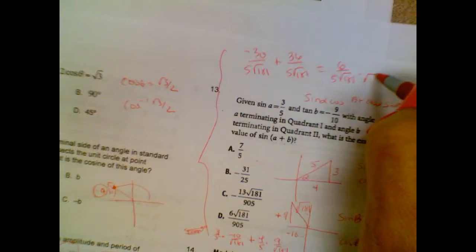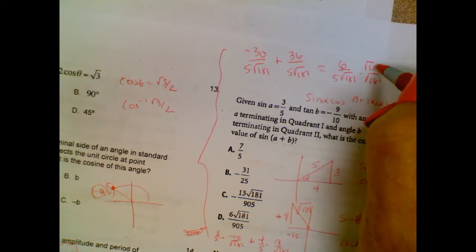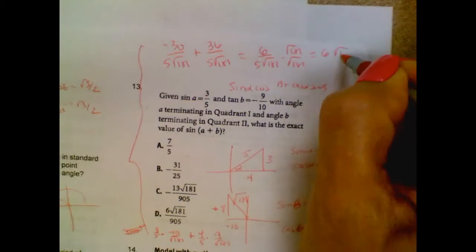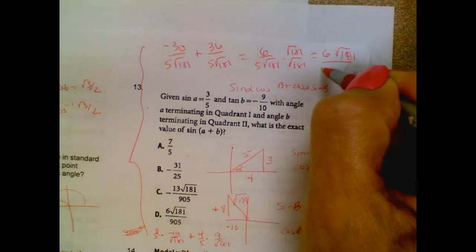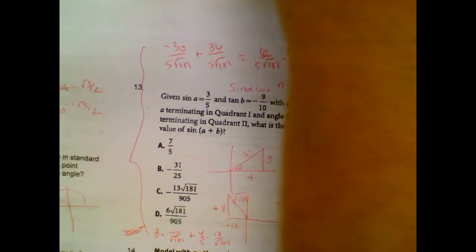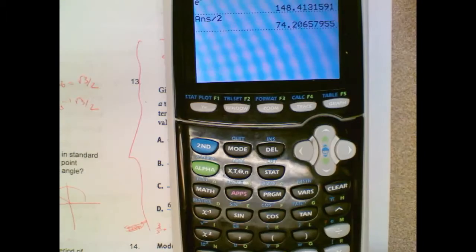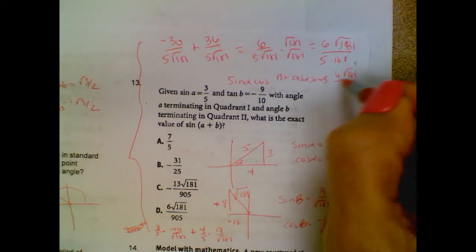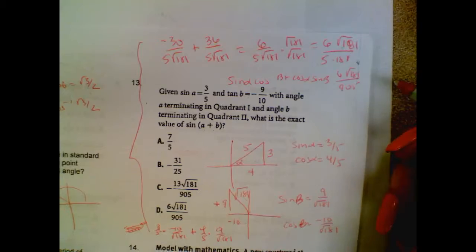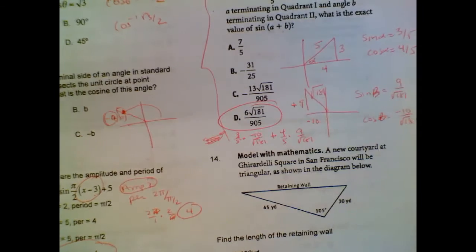Then you have to rationalize by radical 181. You get 6 radical 181 over 5 times 181. What is that? That's 905. So the bottom is 905, and it's 6 radical 181 over 905. And it looks like it's right there.